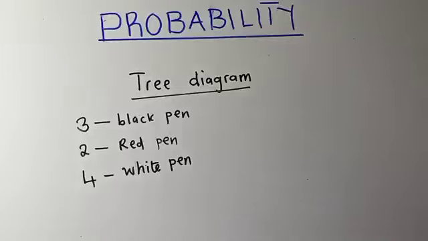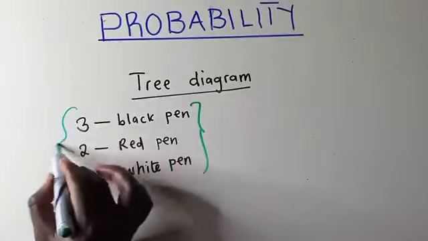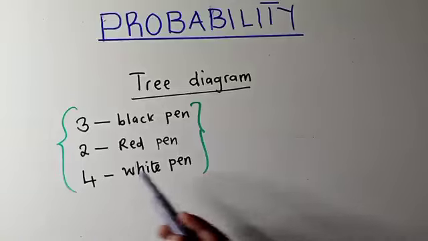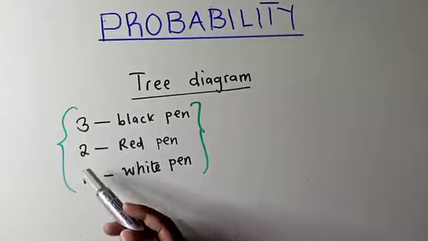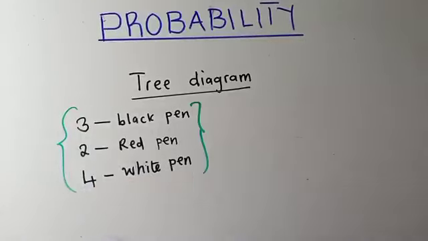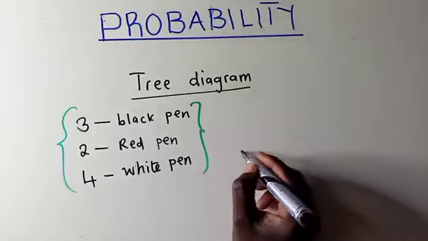So you've been given these colors of pens, and maybe they say draw a tree diagram showing the possibilities or probabilities of a person picking a red pen, and again he comes and picks the black pen, without replacement. So to show just a tree diagram, we do this.